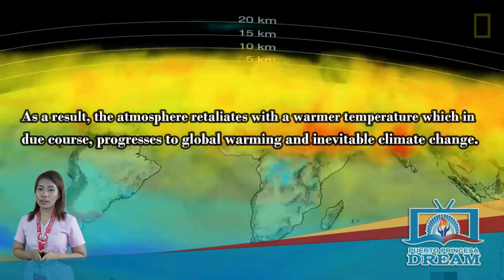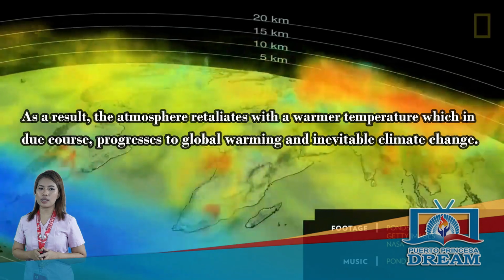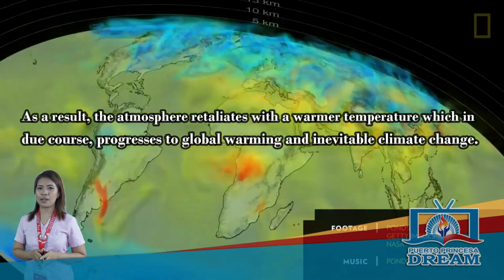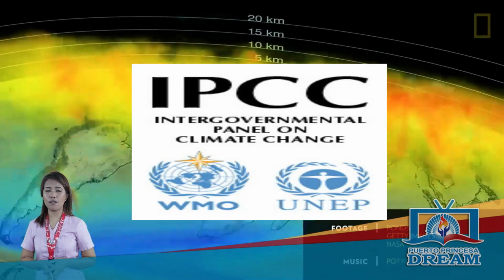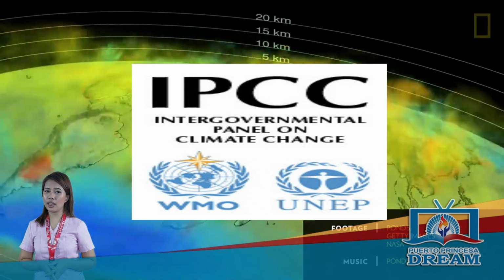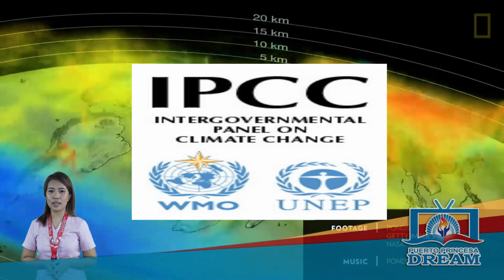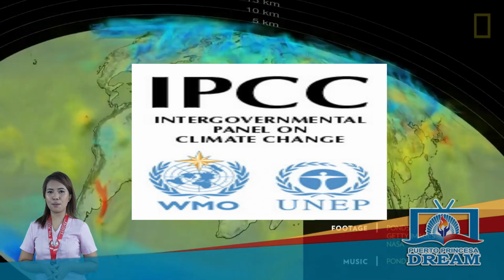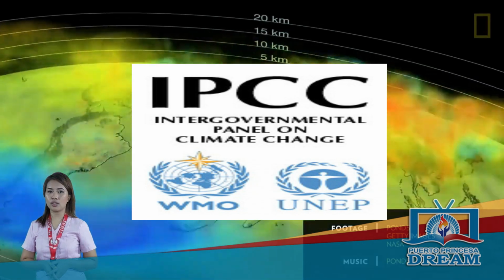As a result, the atmosphere retaliates with a warmer temperature which in due course progresses to global warming and inevitable climate change. These have been assessed by the Intergovernmental Panel for Climate Change or IPCC in a series of groundbreaking assessment reports documenting sea levels, increasing temperatures, changing weather patterns, heat waves, and drought.